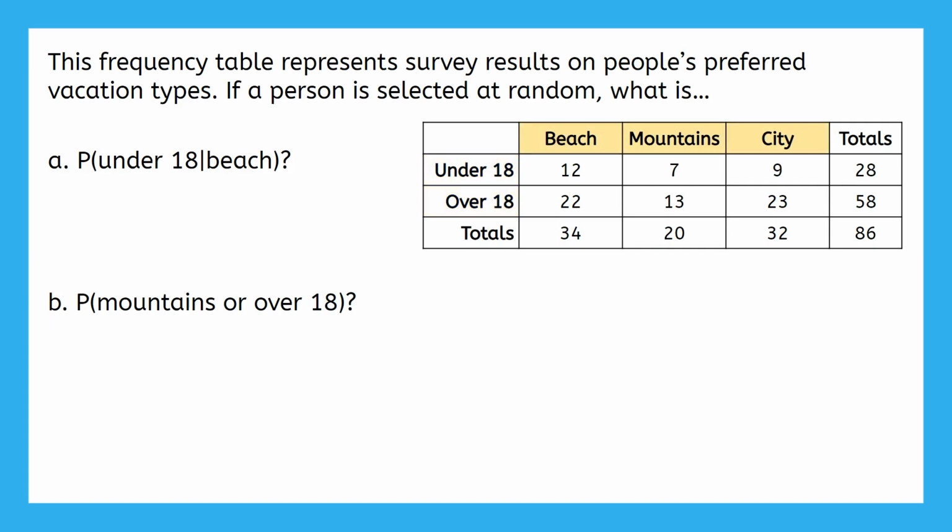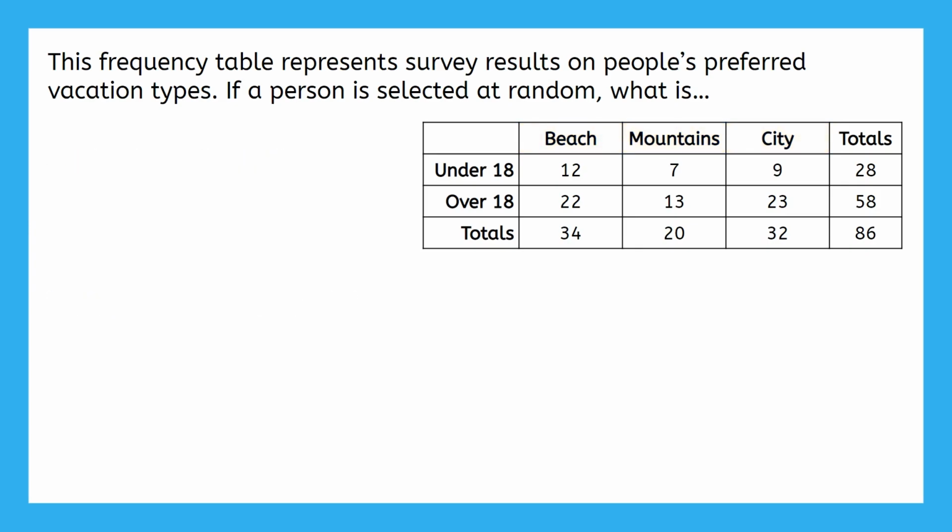Before we start, let's get our bearings with this frequency table. This box right here is 13. What does this 13 represent? This is the number of people over 18 who like the mountains. And what does this 32 represent? This is 32 total people of all ages who like the city. One more. How many total outcomes are there in this entire sample space? 86 is the total of all the people who responded to the survey.